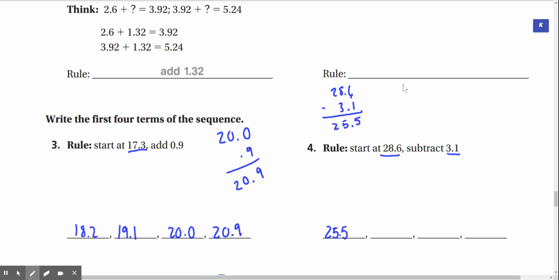Now, 25.5 minus 3.1. 5 minus 1 is 4. 5 minus 3 is 2. 2 minus 0 is just 2. So our next number is 22.4.